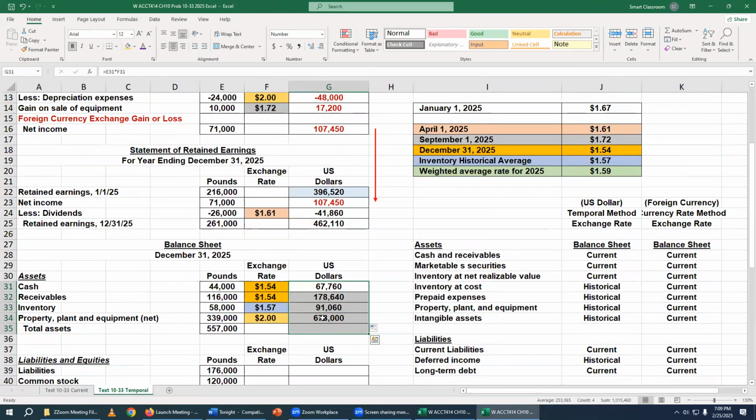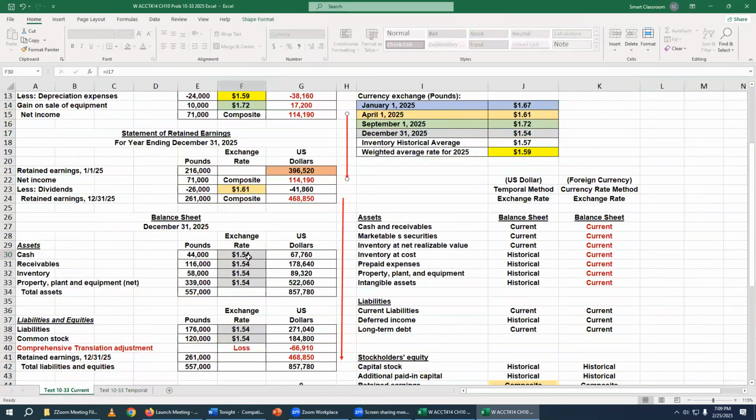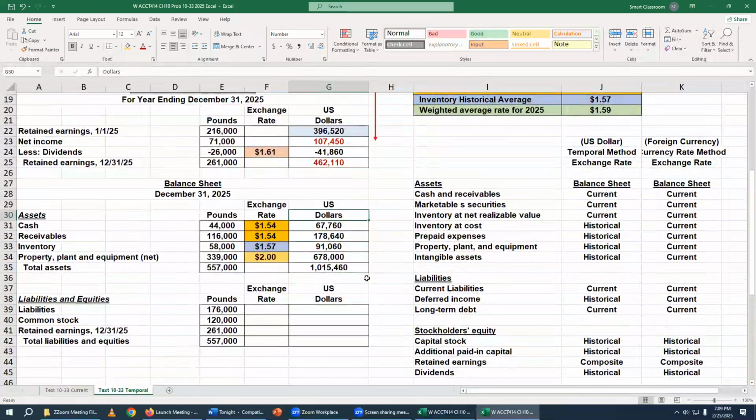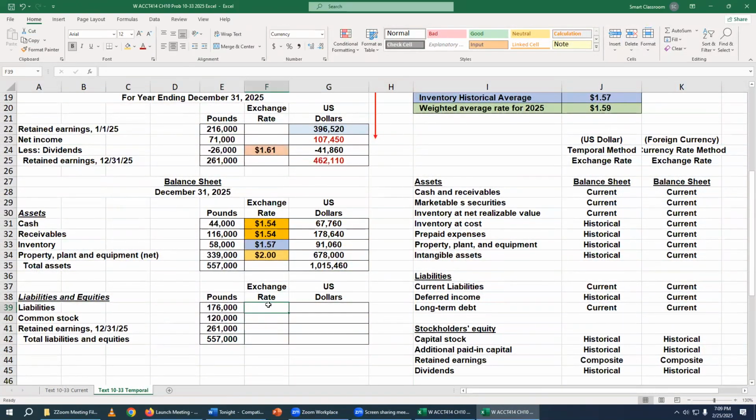And this will be our total assets. And notice how this one is not all the same, if you compare it to this one. They're all the same. This one, they're all over the place. All right, coming down here, liabilities will go in at the current rate, year-end rate.